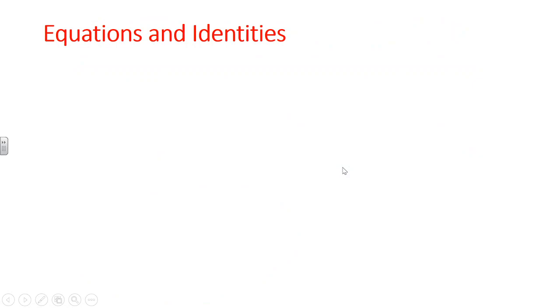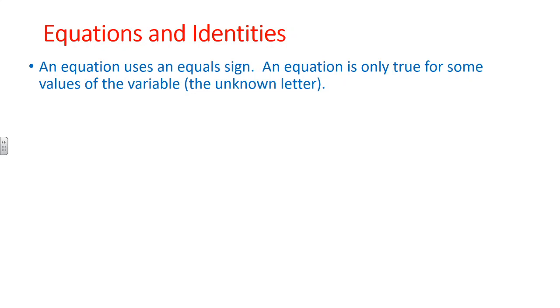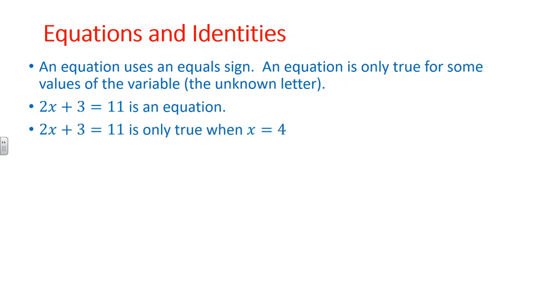So equations and identities. Equations is something we should be familiar with. An equation uses an equal sign. You've just had one in your starter. And it's only true for certain values of the letter. So if we look at this one, 2x plus 3 equals 11 is an equation. We could solve that to find the value of x. So we could subtract 3 from the 11 to get 2x equals 8, and we could divide by 2 to get x equals 4. So this equation is only true when x equals 4.